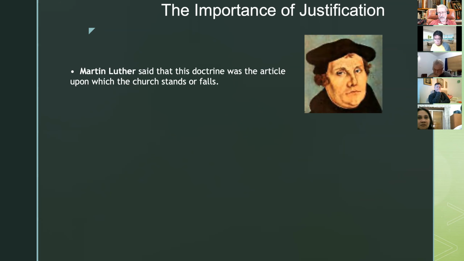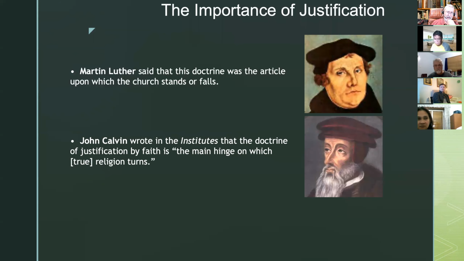If we believe that justification is a reward for good works, then we're taking another position altogether. That's an Arminian position. Luther said this is an important thing. John Calvin, who operated in the Reformation in Geneva a generation after Luther, wrote in the Institutes of the Christian Religion that the doctrine of justification by faith is the main hinge on which true religion turns.